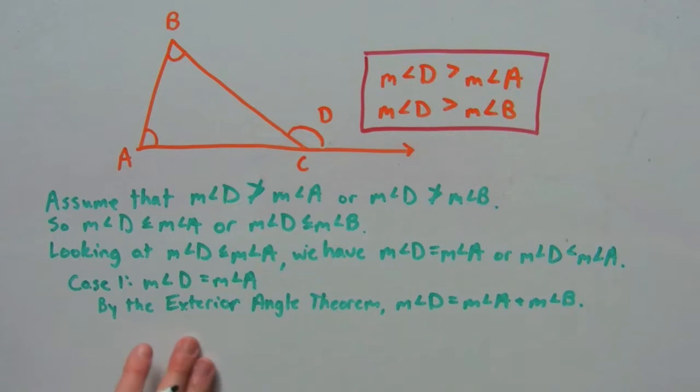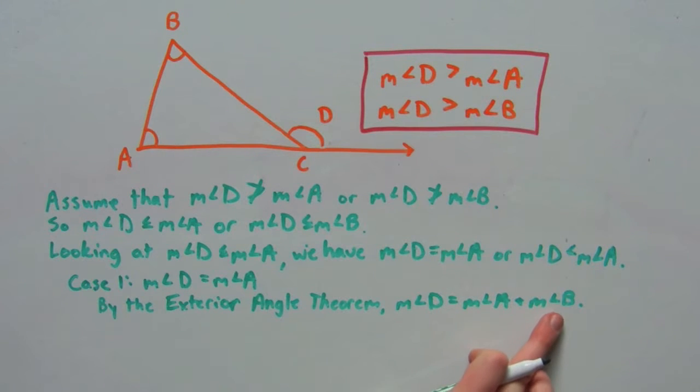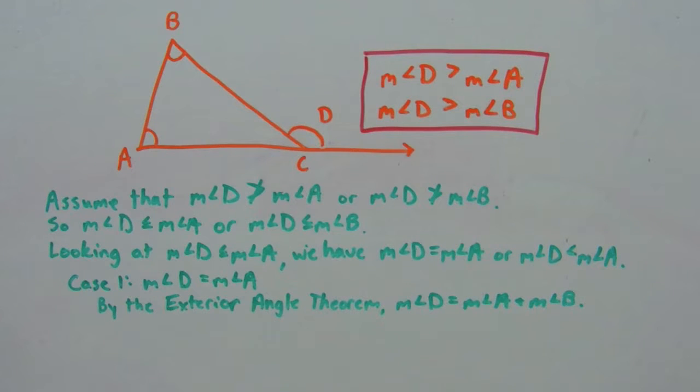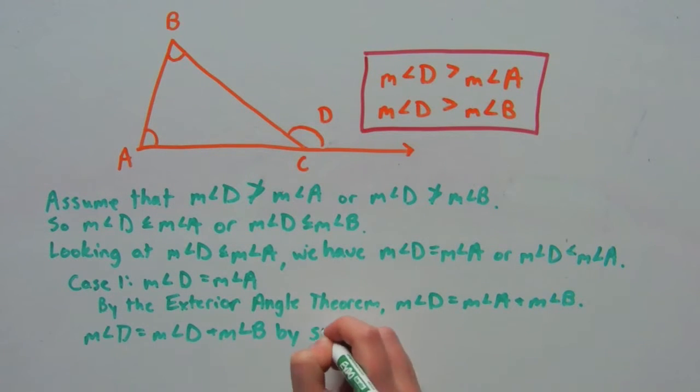Starting off, we can say by the exterior angle theorem, the measure of angle D is equal to the measure of angle A plus the measure of angle B. The exterior angle is equal to the sum of the remote interior angles. But in case 1, we stated that the measure of angle D was equal to the measure of angle A. So let's use substitution and substitute angle D in for angle A. So we have that the measure of angle D is equal to the measure of angle D plus the measure of angle B by substitution.